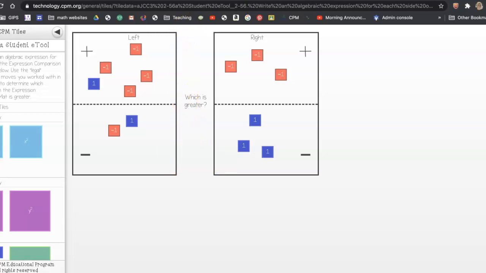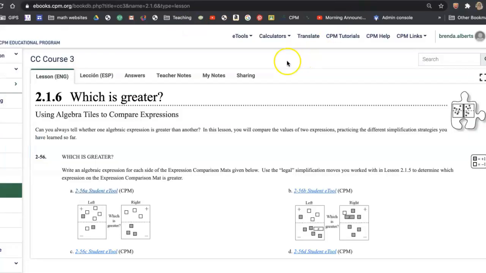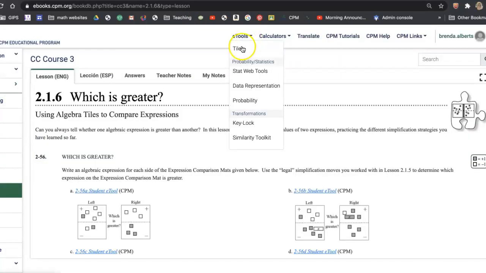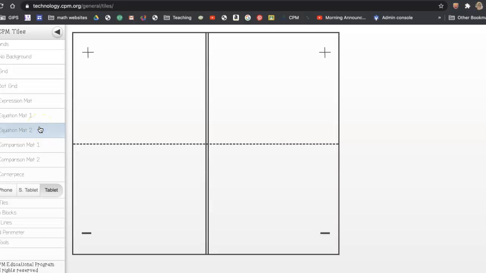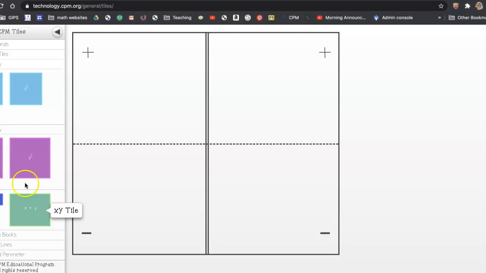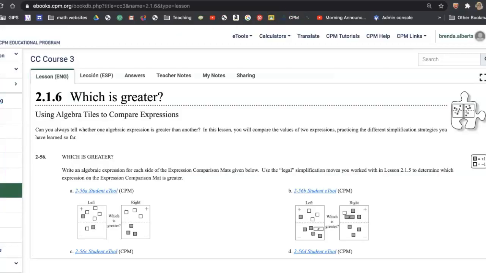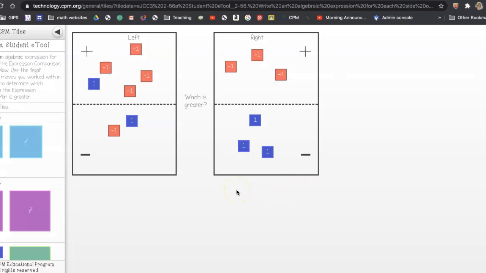If for some reason it doesn't, let me go back here real quick. You can go up to eTools, go to Tiles, and it's going to open it up in another tab. Then you can choose backgrounds. We're using expression mats or expression comparison mats actually right now. So let's use this one. And then you would use your algebra tiles to build your tiles or your expressions on both sides. But I'm going to go back to the one that's already been given to us. Since it's already built, it'll take me less time.